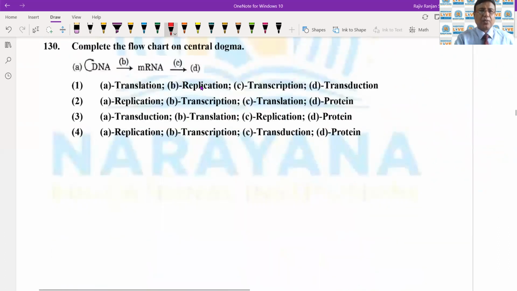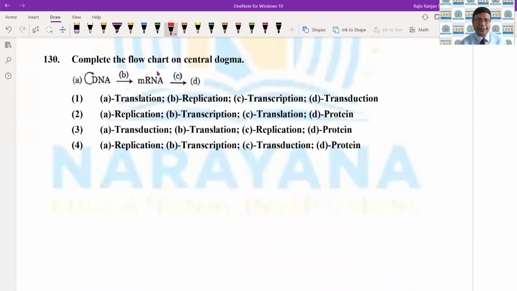So let's now see question number 130. Complete the flow chart on central dogma. So here the central dogma given by FHC Crick is all about the flow of information. So here we find that there are 3 points, A, B, and C. So DNA, being an autocatalytic molecule, undergoes DNA replication, and the DNA dependent DNA formation takes place, which is known as DNA replication. The second one is DNA dependent RNA formation, that is called transcription. That's B. And from mRNA, the formation of protein takes place on the ribosomes, a process that is known as translation. So here, the A is the replication.